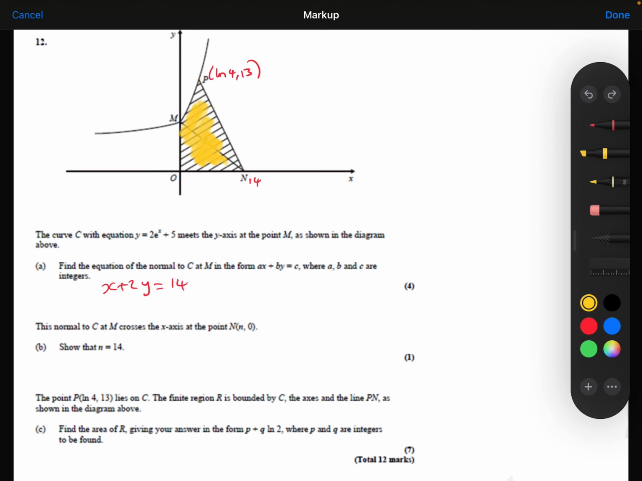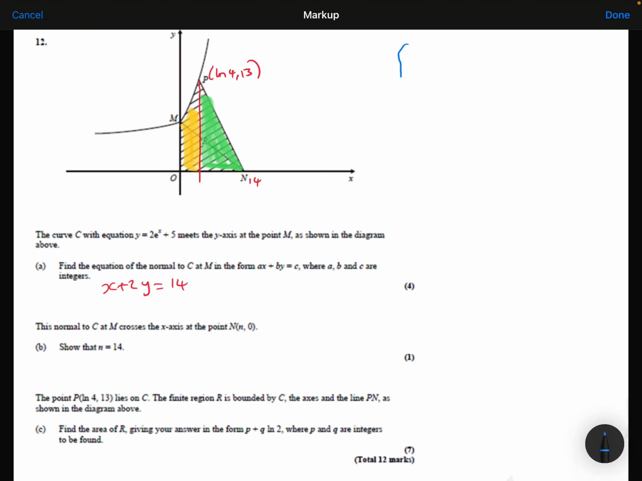So how can we work out that shaded area? Well, I'm going to draw a vertical line at point P, because that means that I could split this shaded area up into the area underneath the curve, which I could find with integration, and the area of the triangle here. So let's do the area under the curve first of all. I'm going to be integrating 2e to the power x plus 5 with respect to x.